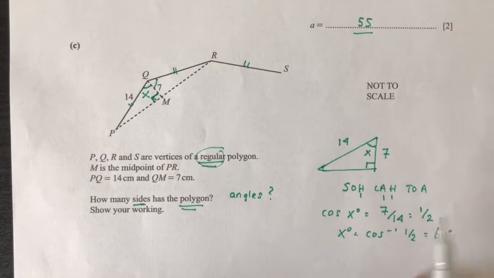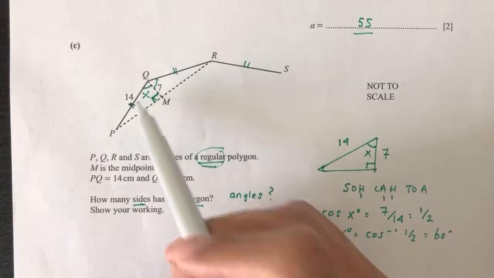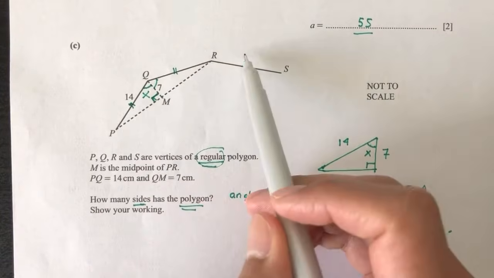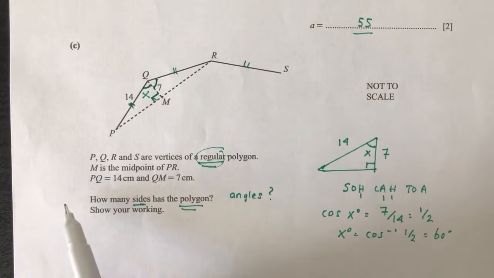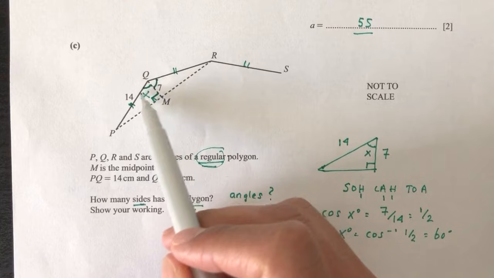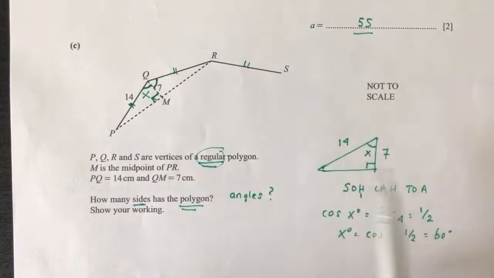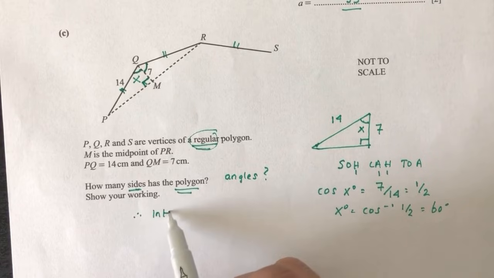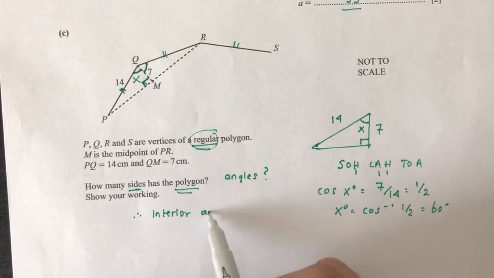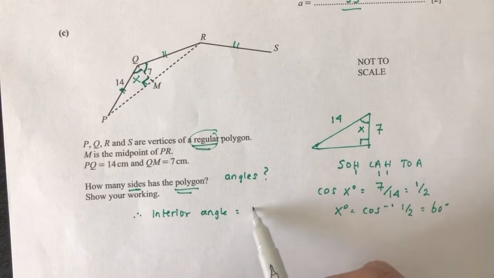Now you can see that if it is a regular polygon, every side is equal. If this is 60, this also will be 60. So the angle here will be 60 plus 60, that will be 120. So we have the interior angle equal to 120.